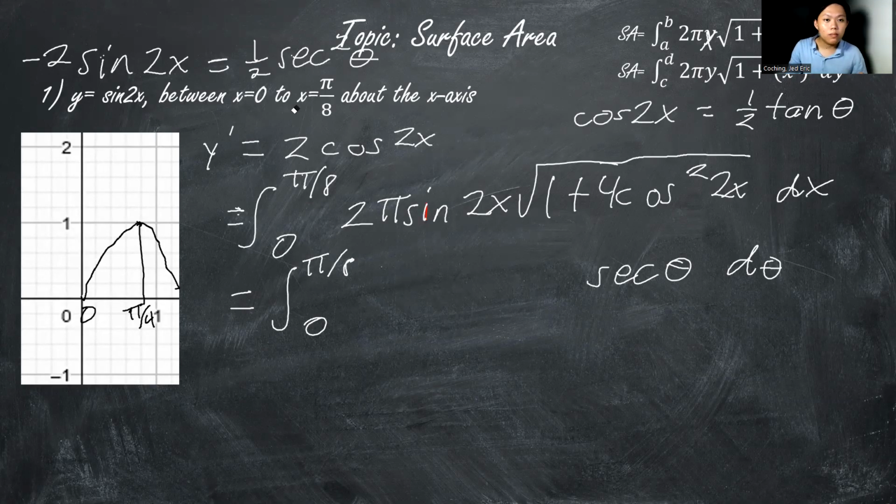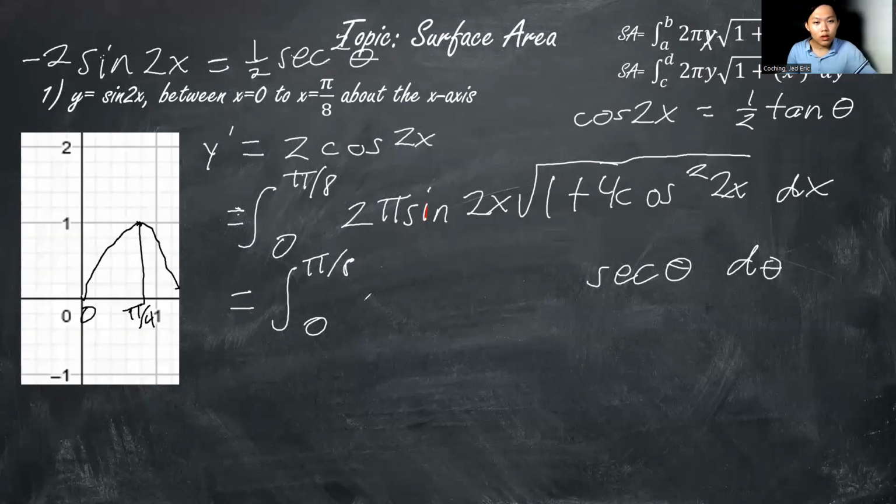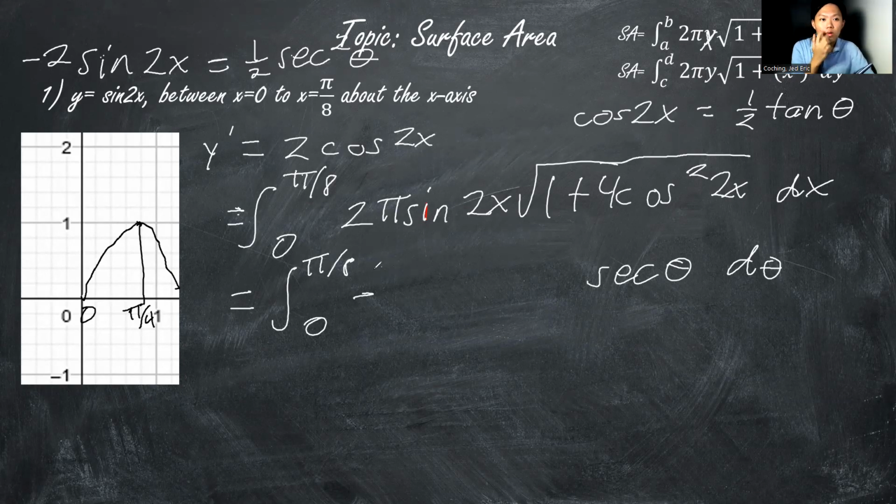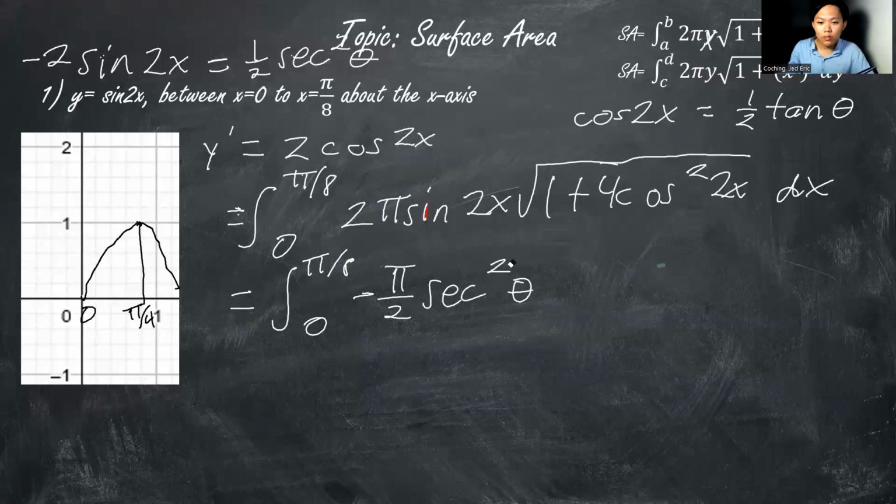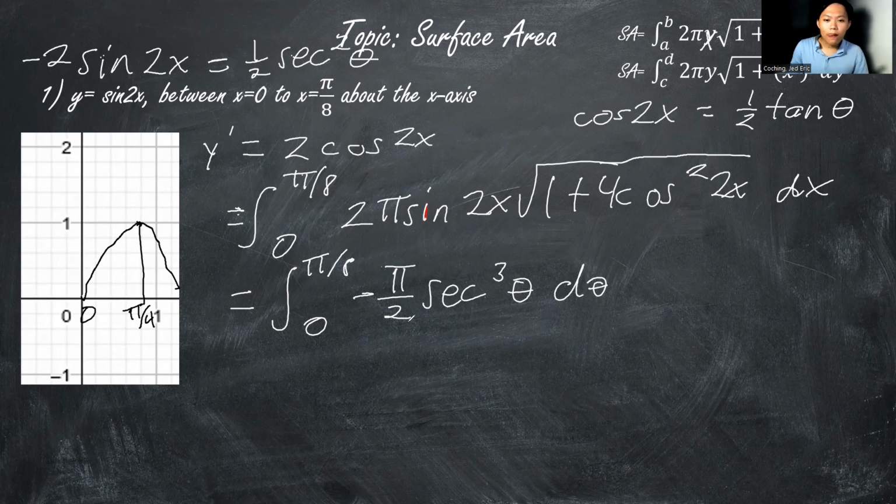That's going to become negative pi over 2 times secant squared theta. So you can also simplify that again. So secant raised to 3 theta d theta.